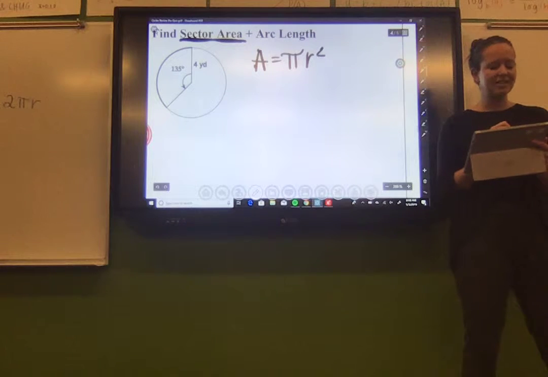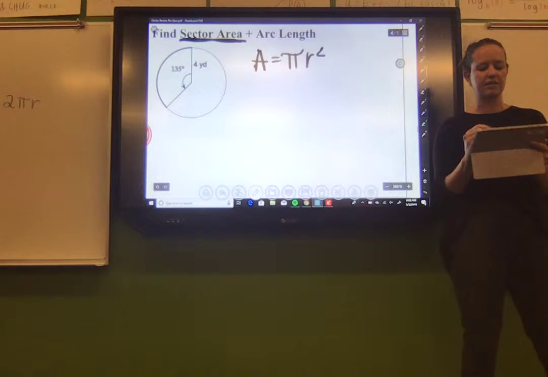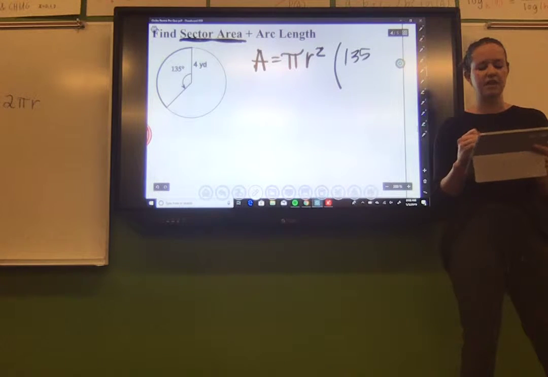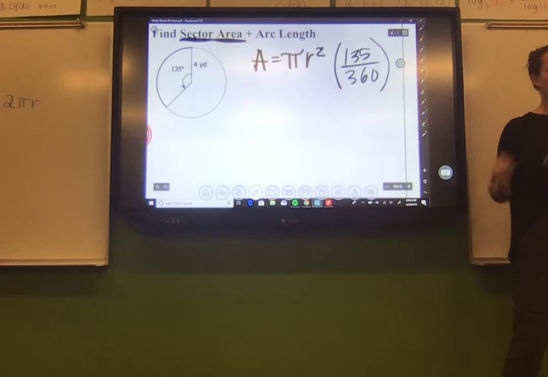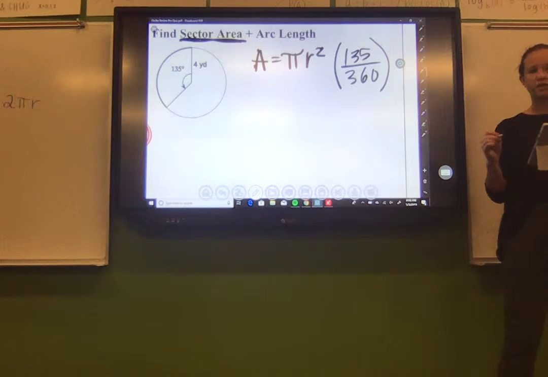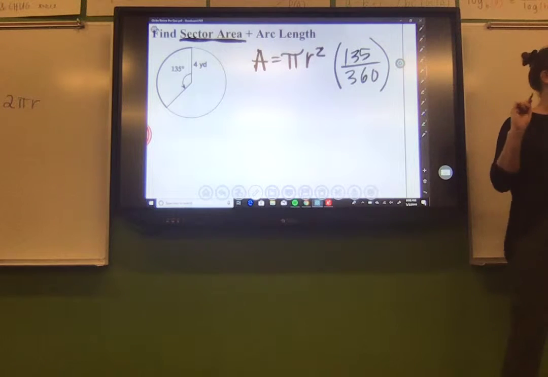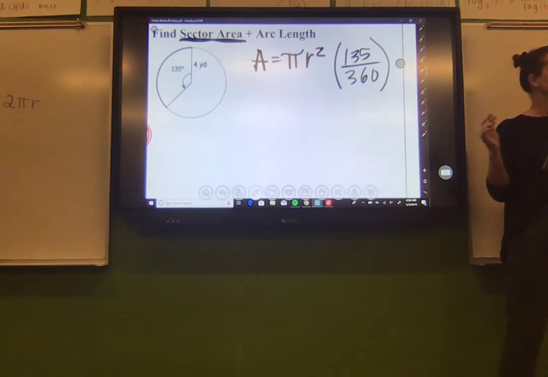Just the sector, just this little piece right here. So if I want just the piece, I'm not going to do the whole 360 degrees. How many degrees do I want? 135. So I'm going to take this and times it by 135 degrees out of 360. Normally you do the full circle, which is 360 over 360, but here I just want the piece, so 135 over 360. Is that okay with you guys? Same area equation like normal, just throw that degrees in there.